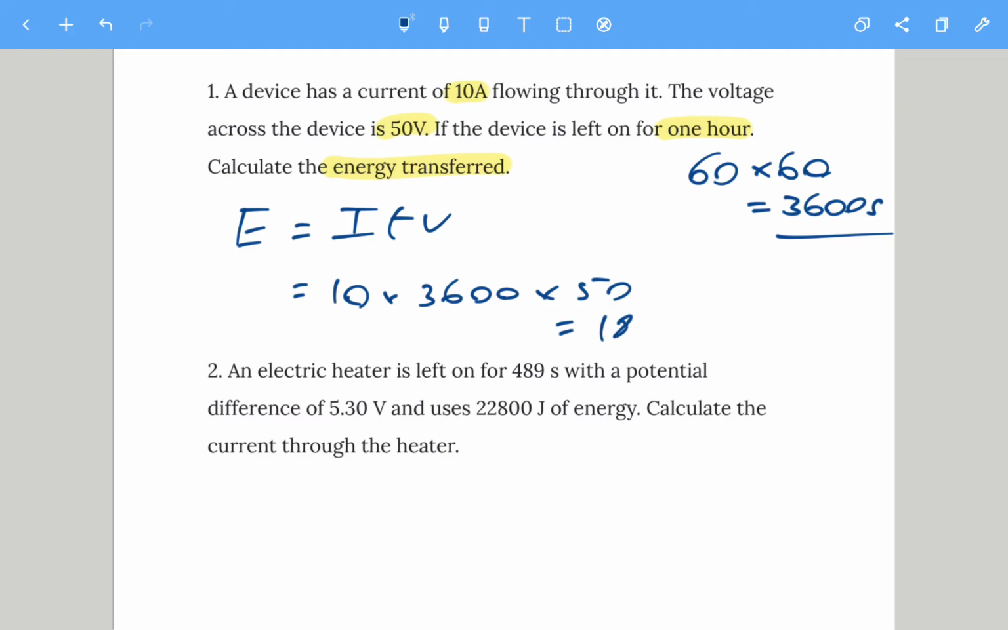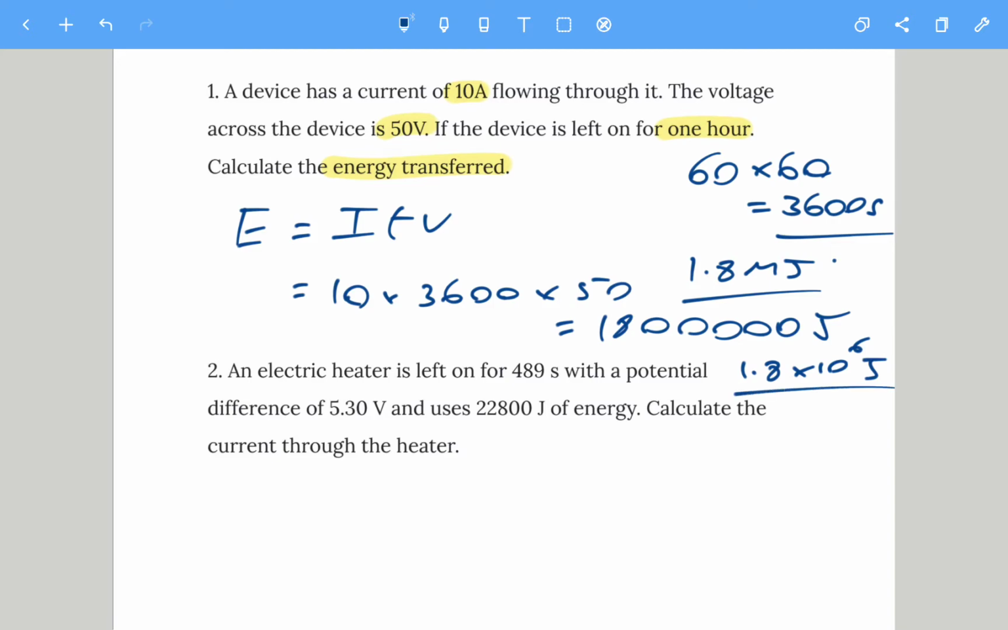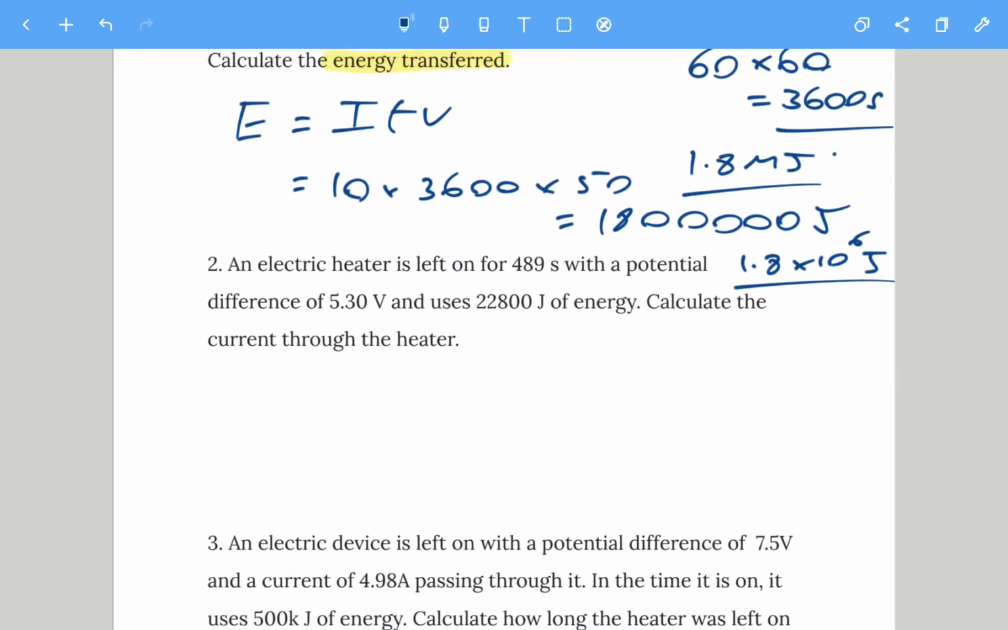1,800,000. So 1,8 and 5 zeros. You could write your answer as 1.8 megajoules if you wanted to, or even 1.8 times 10 to the power of 6 joules. All the same thing. All right, let's look at the second one. An electric heater is left on for 489 seconds with a potential difference of 5.3 volts and uses 22,800 joules of energy.